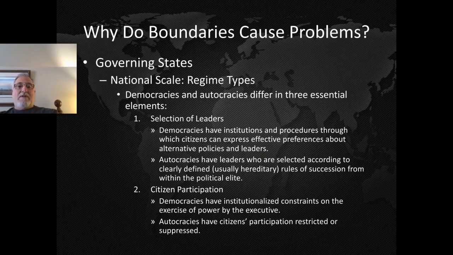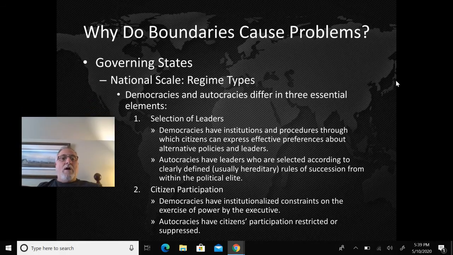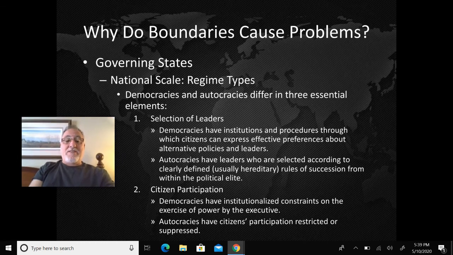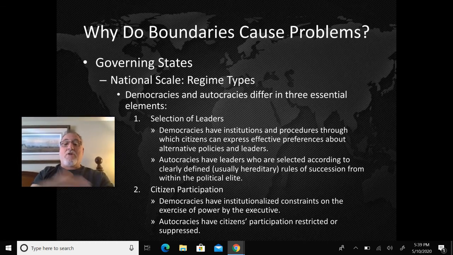Now, other reasons that boundaries cause problems. Democracies and autocracies have three essential differences. One, how leaders are selected. In democracies, we have procedures and institutions. That's called voting. In autocracies, there are kind of rules, but they're a little fuzzy. Sometimes it's tied to family. So that's one way they're different.